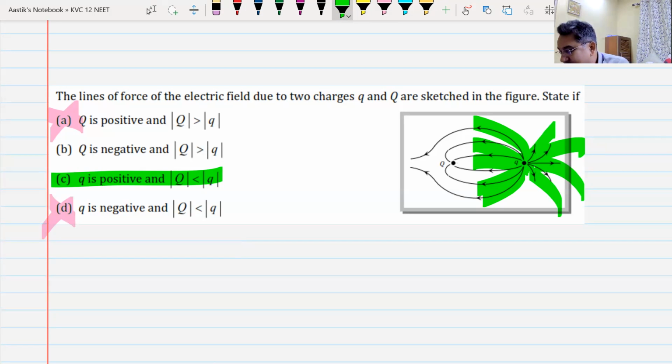Don't go by the way it is written. Small q is written in a smaller letter. That does not mean that it is smaller. Do we understand this, or has it just gone over your head, saying bye-bye? More electric field lines means more electric field. It also means a bigger charge. You understand this? Yes, sir.